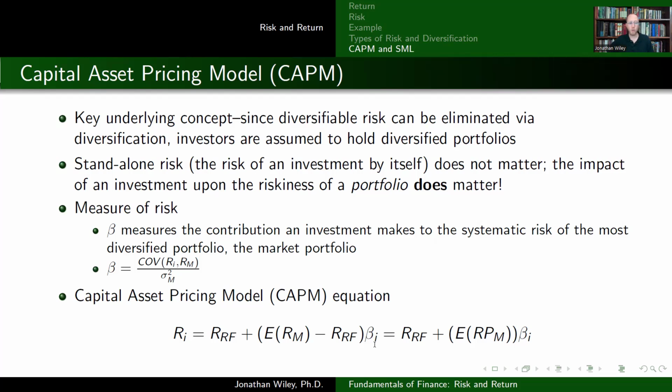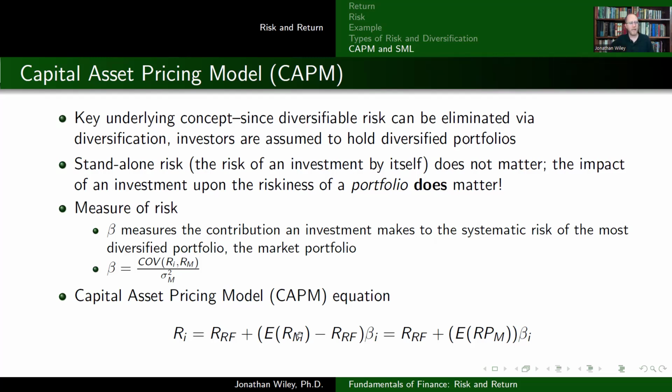Well, what if beta was 2? If beta is 2, that basically means it has essentially twice the systematic risk exposure. That's kind of the idea. So a lot more systematic risk exposure than my diversified portfolio. This is going to add a lot more systematic risk exposure.